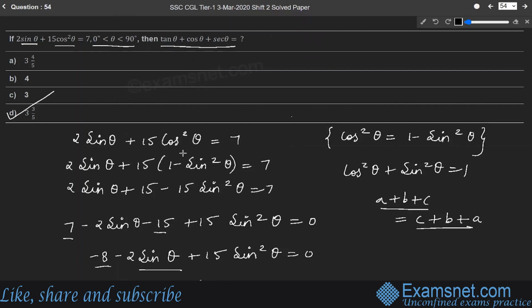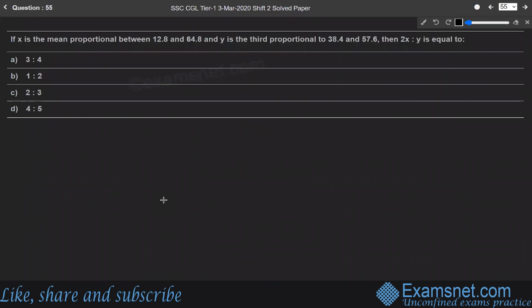So you should remember all those concepts. Next question is, if X is the mean proportional between 12.8 and 64.8 and Y is the third proportional to 38.4 and 57.6, then 2X ratio Y is equal to.